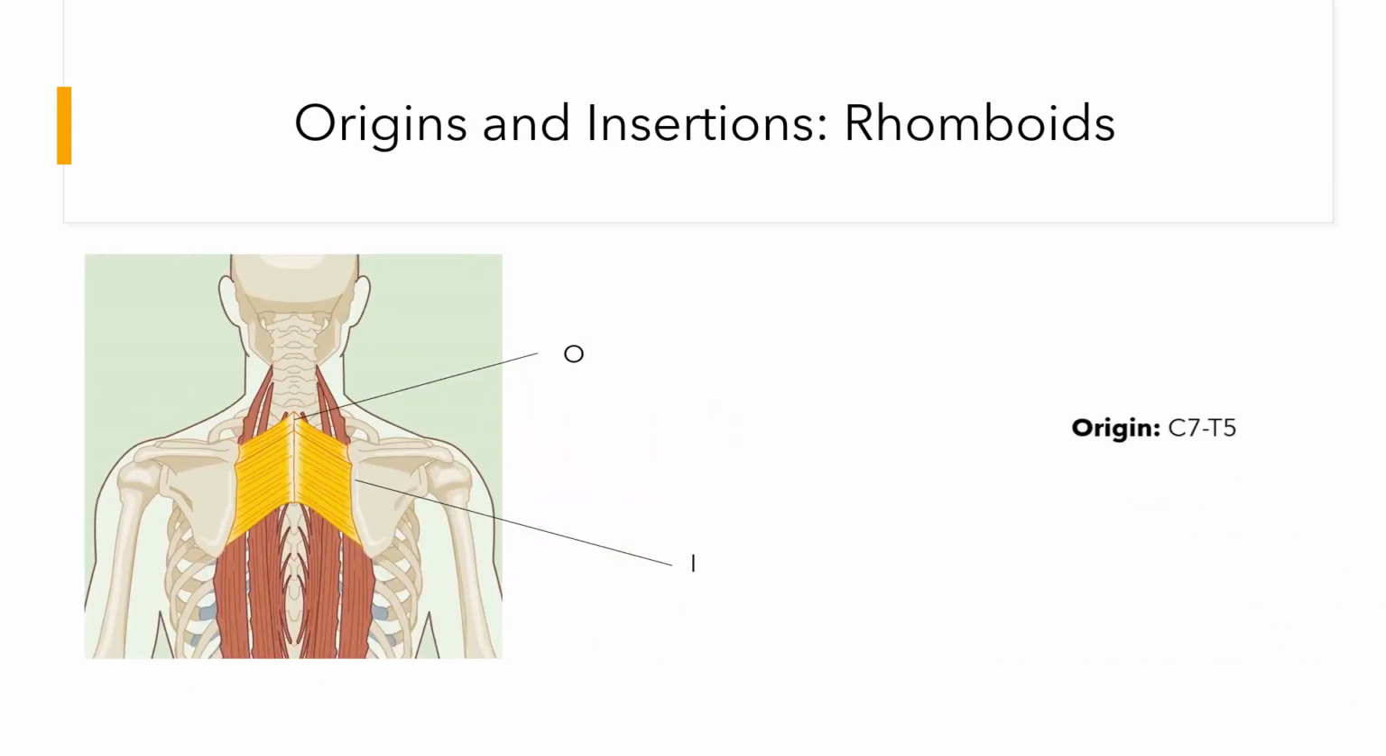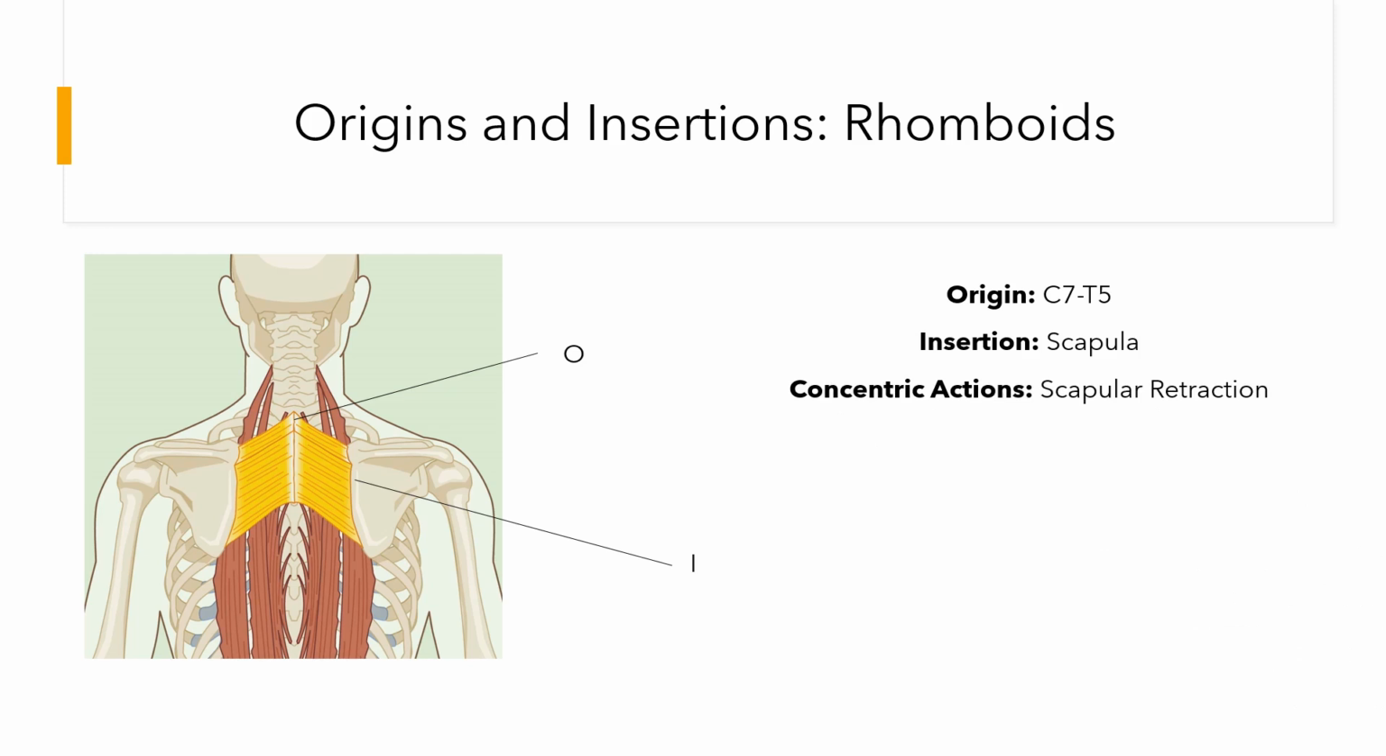Now looking at the rhomboids, originating at C7 to T5, just on the inside of the scapula, and inserting into the scapula. Concentrically, you're going to get retraction. Eccentrically, you're going to get protraction.